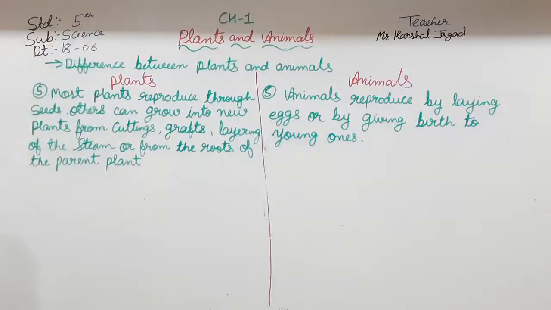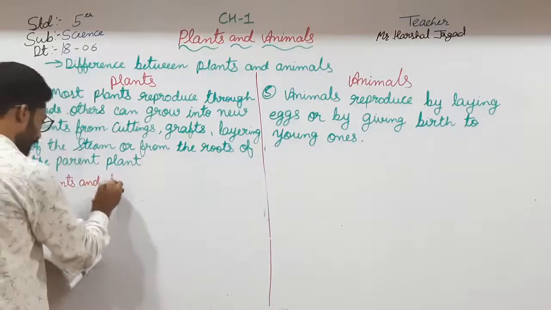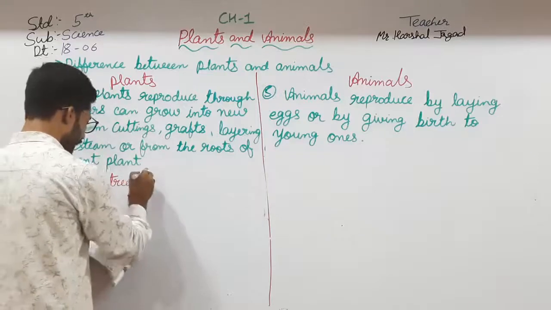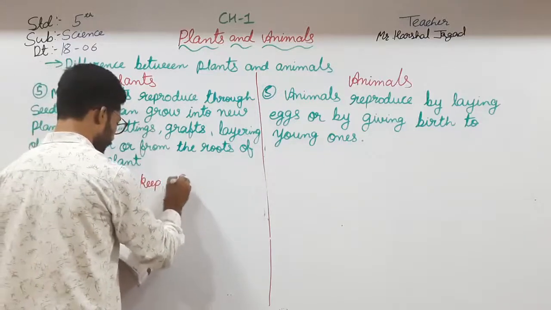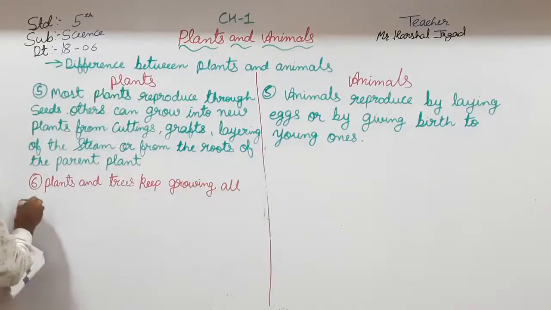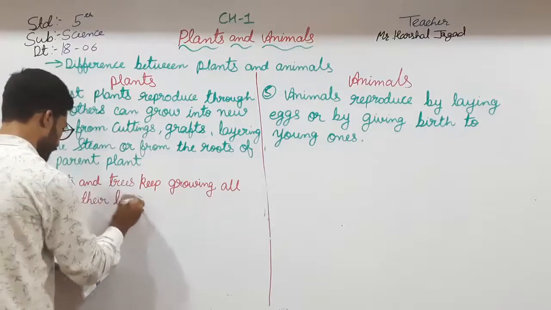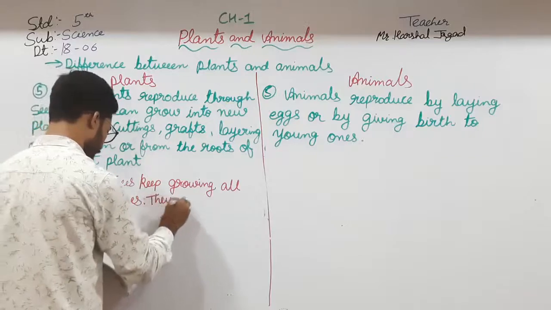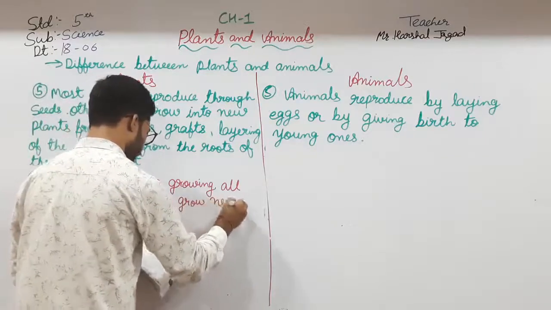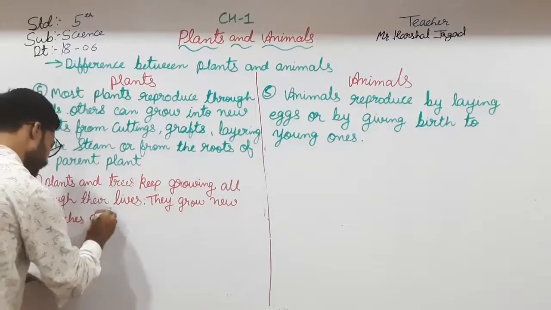Okay. Then after, sixth point, that is, plants and trees keep growing all through their living. They grow new branches and new leaves.